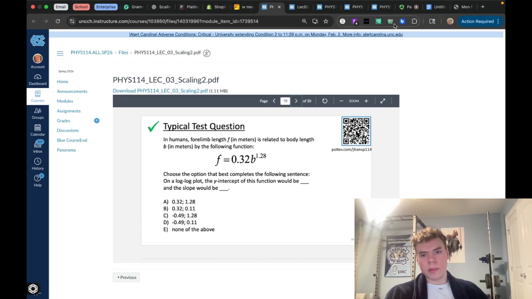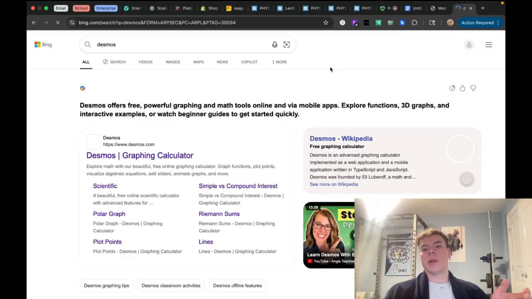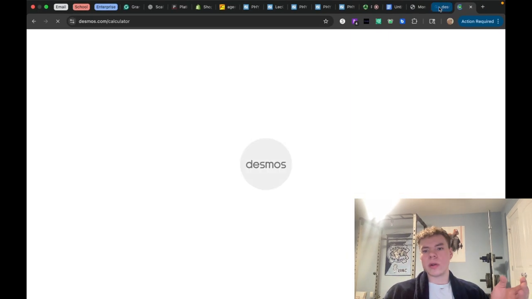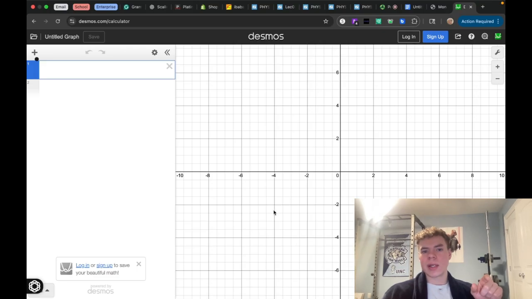So, y-intercept. Let's go back to Desmos, because it has been so long. I haven't done algebra in forever, I'm telling you. So this is the y-axis, right? The y-intercept would be the point at which x equals 0 and it crosses the y-axis, right?